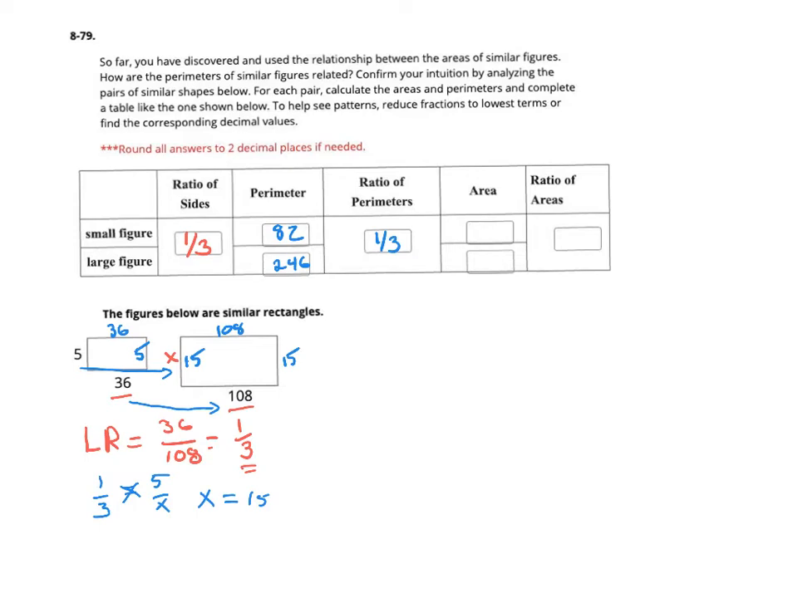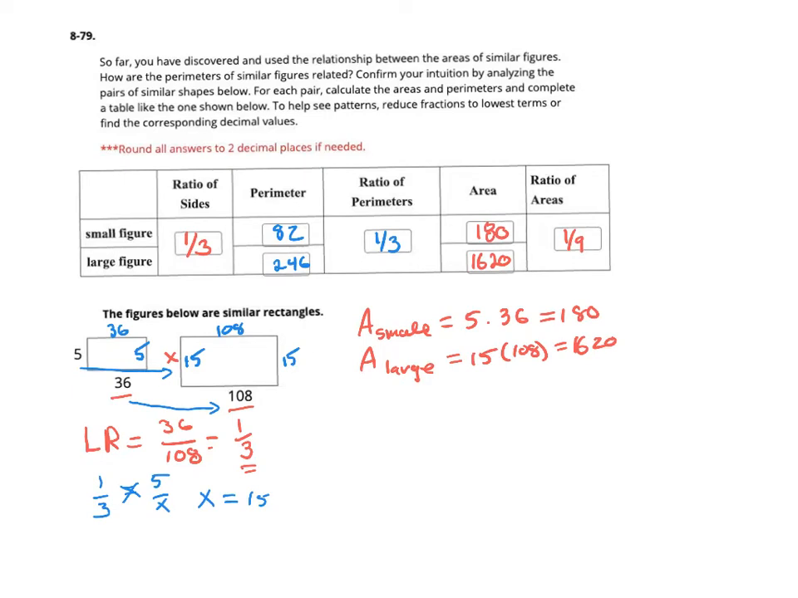Next, we need to find the area of each one of them. To find the area, you just multiply length times width. So the area of the small rectangle is going to be 5 times 36, which is equal to 180, and the area of the large rectangle is going to be 15 times 108, which is going to equal 1620. So my area for the small figure is 180, the large figure is 1620, and when you reduce that fraction, that reduces to 1 over 9.